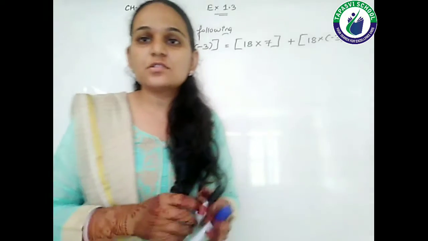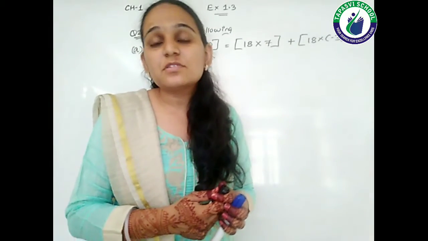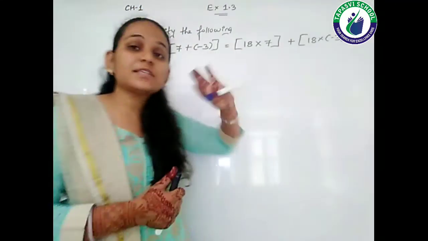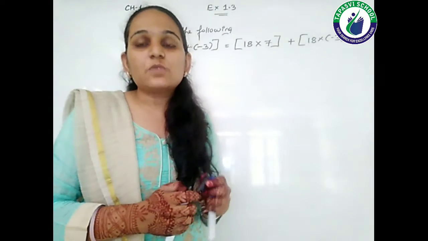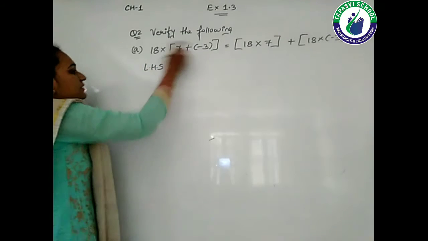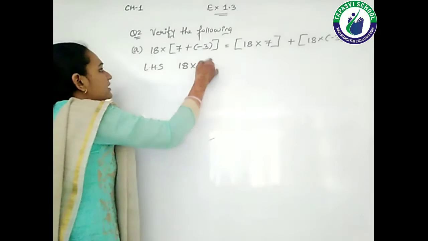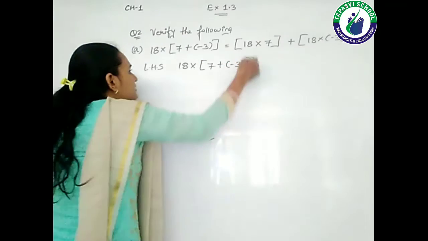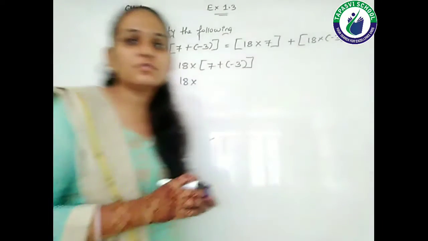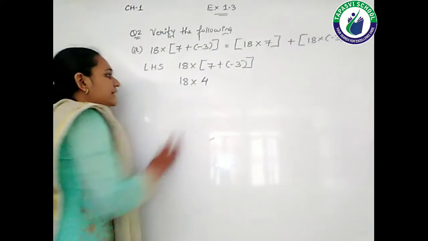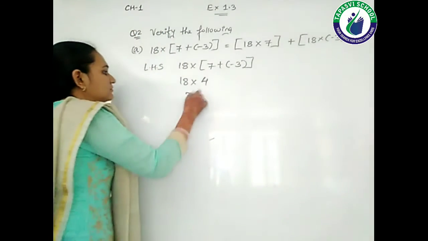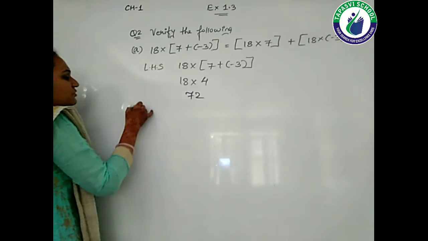So let's see the solution, students. Then we can say that the left hand side and right hand side are both equal, because they have already mentioned the equal to sign. That means they are already sure that the answer will be equal. But let's prove it also. First I am solving the left hand side, that is 18 multiplied by 7 plus minus 3. 18 multiplied by, now what is 7 minus 3? That is 4. Now 18 fours are 72. Now the same will be proved on the right hand side also.